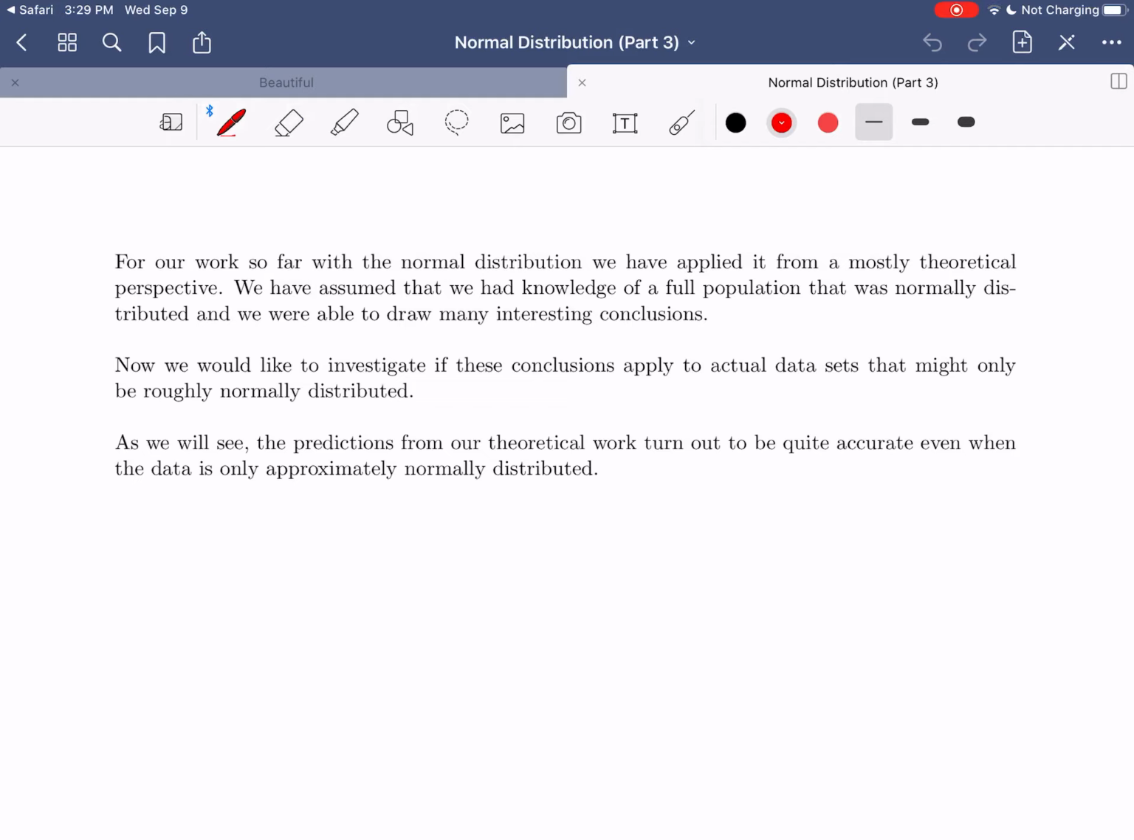We also learned the empirical rule, which basically said that if we had a normal distribution, then no matter what type of data we're looking at, as long as it's normally distributed, we know 68% of the data should land within one standard deviation of the mean, 95% of the data should land within two standard deviations of the mean, and 99.7% of the data should land within three standard deviations of the mean.